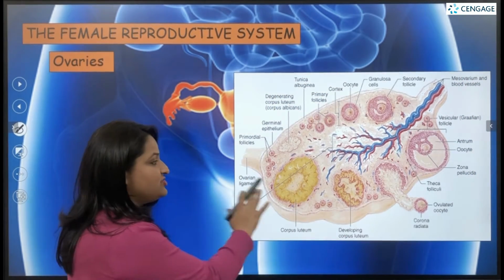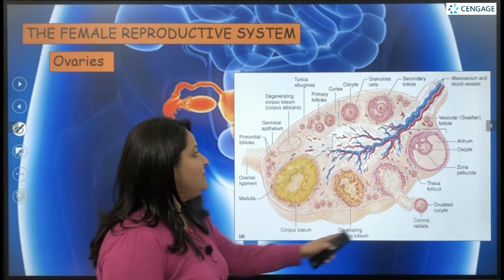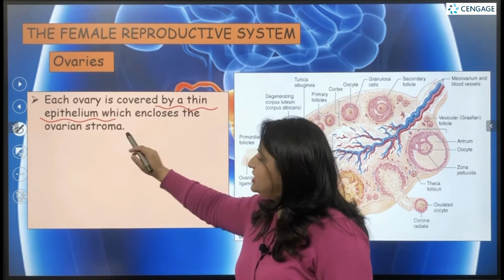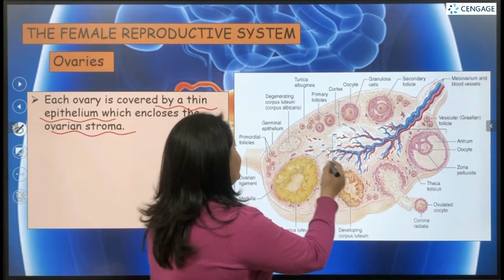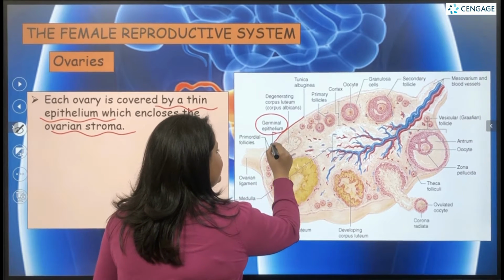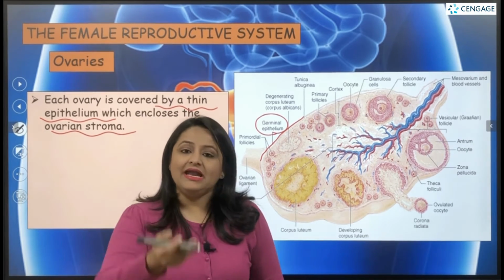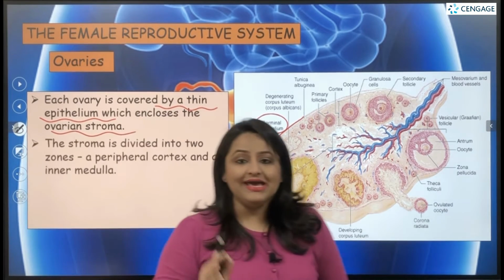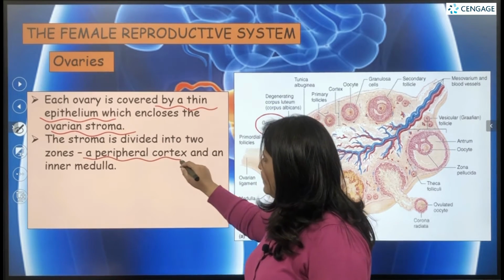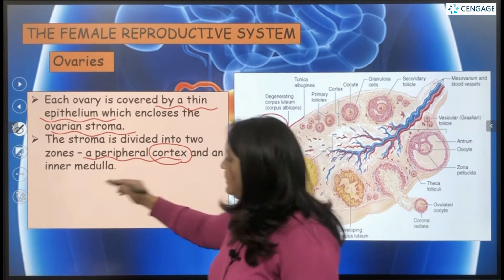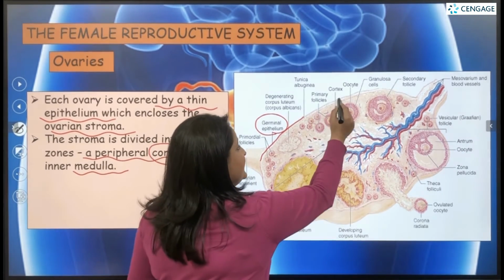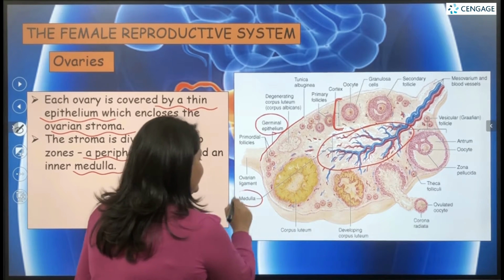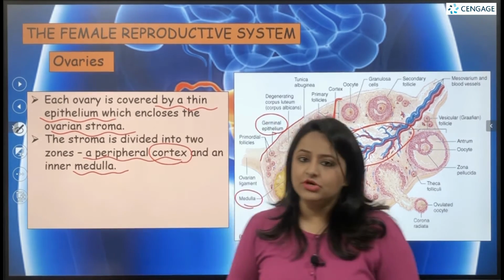Now if we see the internal structure or the section of an ovary, this is what we will be able to see. Internally, each ovary is covered by a thin epithelium which encloses the ovarian stroma inside. You can see over here, this is the thin epithelium present on the outside, which is known as the germinal epithelium. And inside this, the whole area lying inside is known as the stroma. The stroma is divided into two zones, that is the peripheral outer region known as the cortex and the inner part known as the medulla. We can see over here, this is the cortex region, that is the outer periphery region, and this whole inner part is known as the medulla. So the stroma is divided into two.